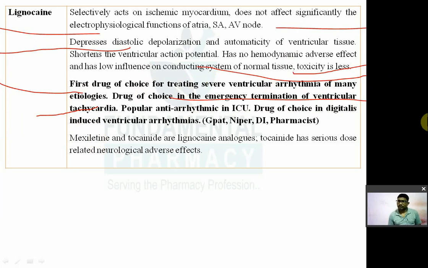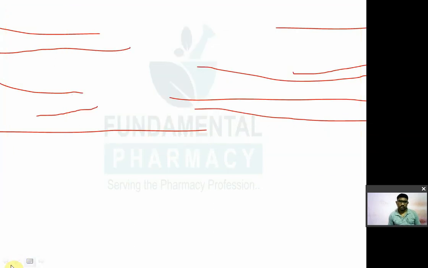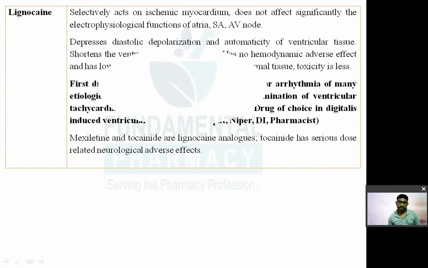It is a very popular anti-arrhythmic drug in the ICU. It is also the drug of choice in digitalis induced ventricular tachycardia. So look at its uses; the uses are very important, and a question will come on this. Once again, have a look at the uses.